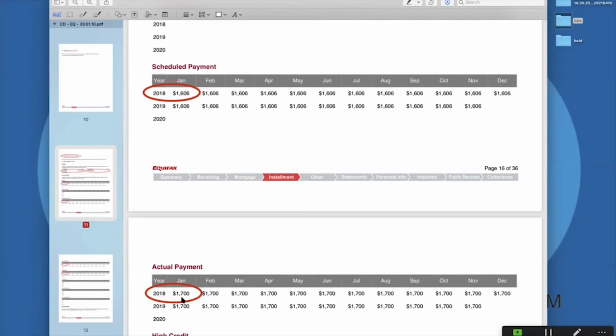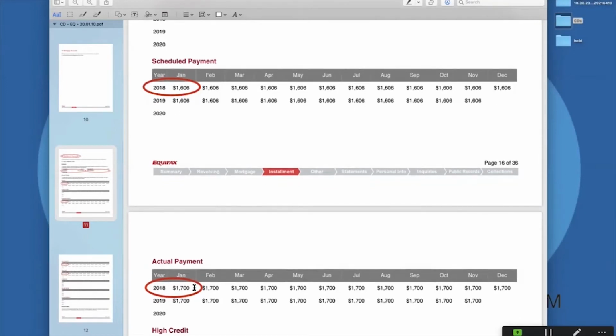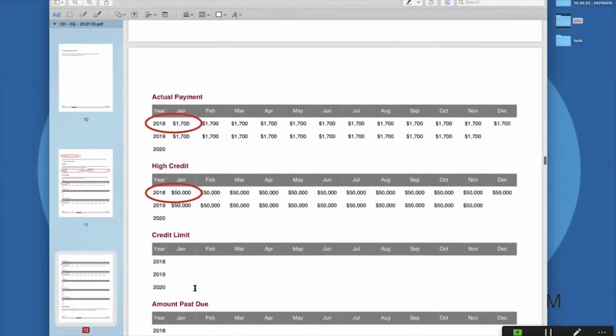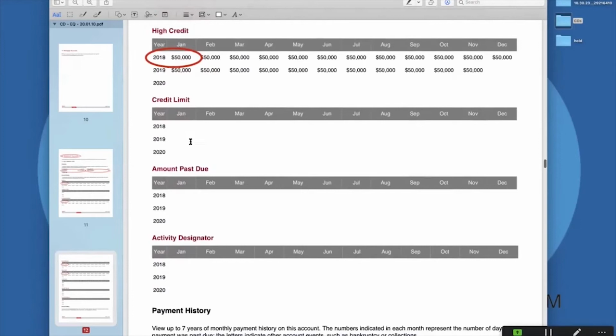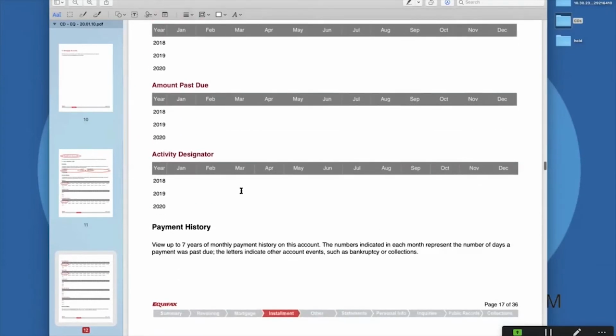The idea is to get ahead. You want your payments to be ahead of the term payment plan, right? So that's one of the things that we need to get there. As we go through here, where we can, we want to make an actual payment. Never make the minimum payment, even on installment loans. We always want to be ahead just a little bit. Then coming down again, credit limit, there is none, because high credit is the determiner for installment loans. And then amount past due, none, activity designator, etc.